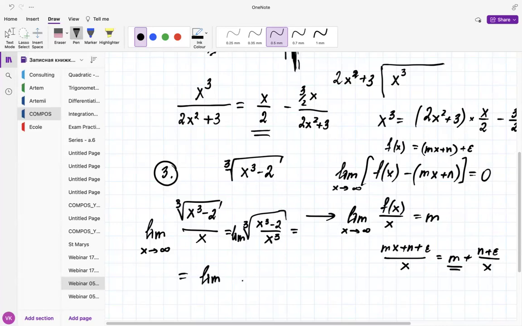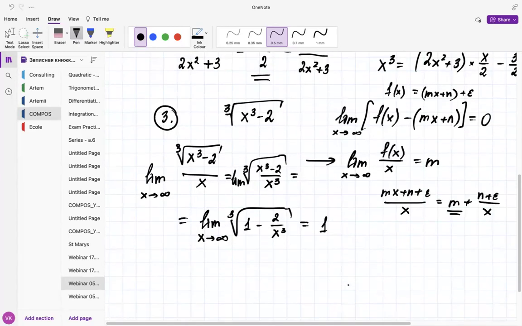Now, let me simplify it. So that would be 1 minus 2 divided by x cubed. Where does it go when x goes to infinity? What's the limit? 1, exactly. Exactly 1. So now I know that the gradient of my slant asymptote is just 1, but I still don't know this n.